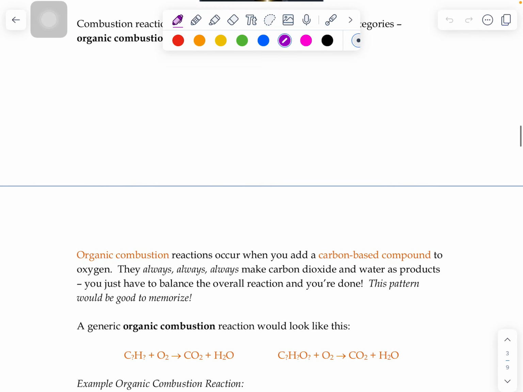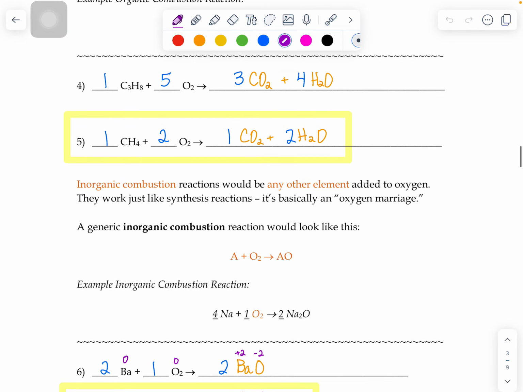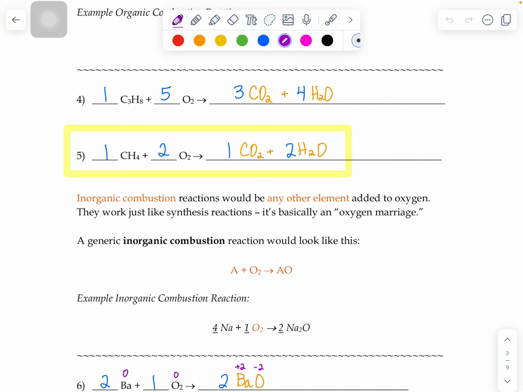The combustion reaction you were asked to do, there was a couple of them. Organic combustion reactions, which is where you have a carbon-based thing being added to oxygen, always 100% of the time make carbon dioxide and water. So we just have to balance the reaction overall with a couple of 1s and a couple of 2s.